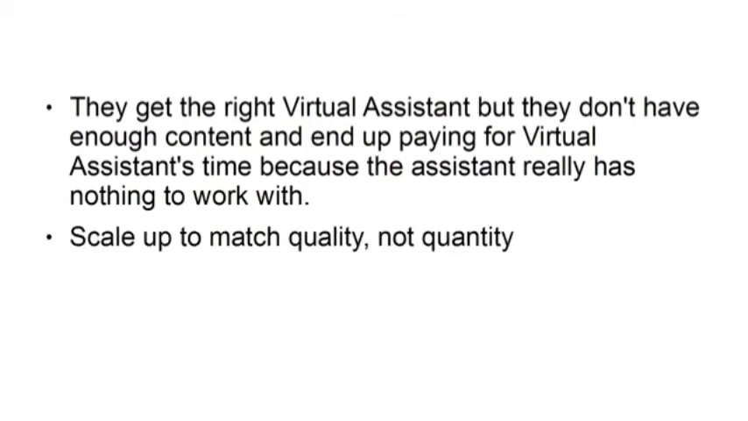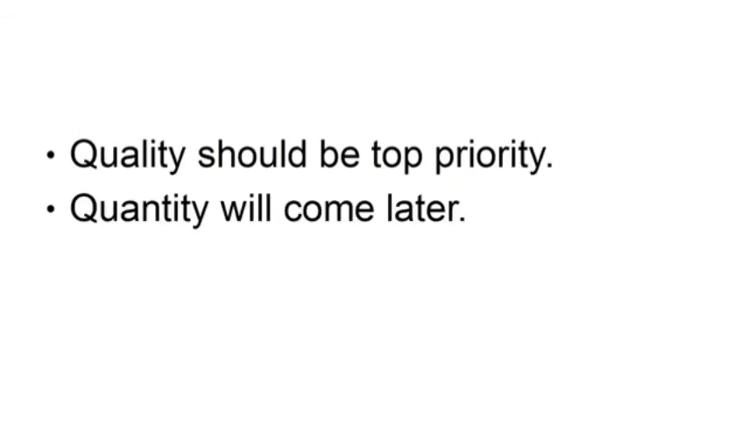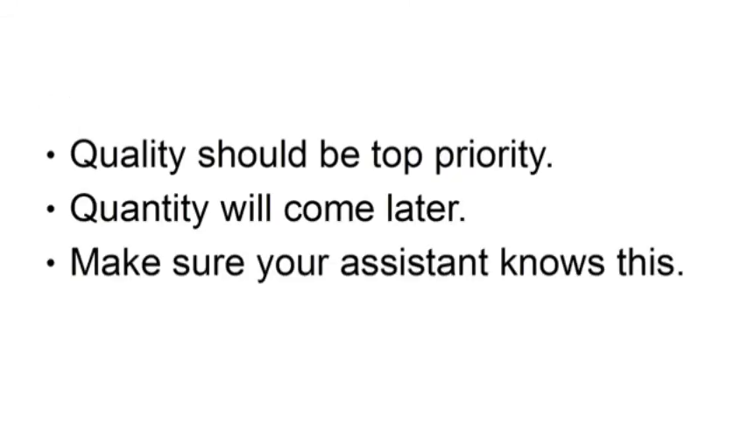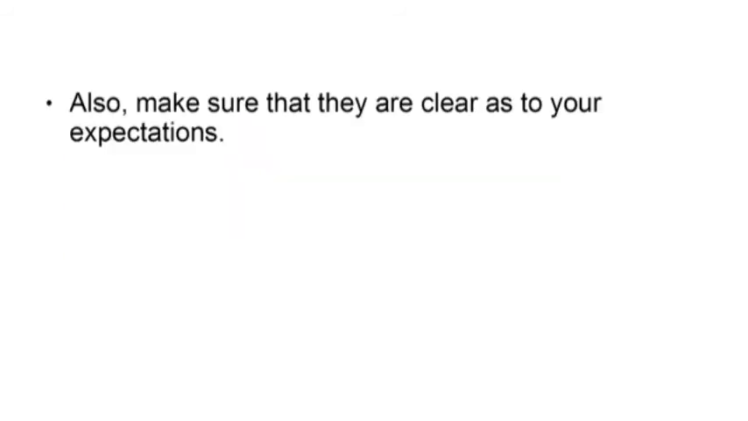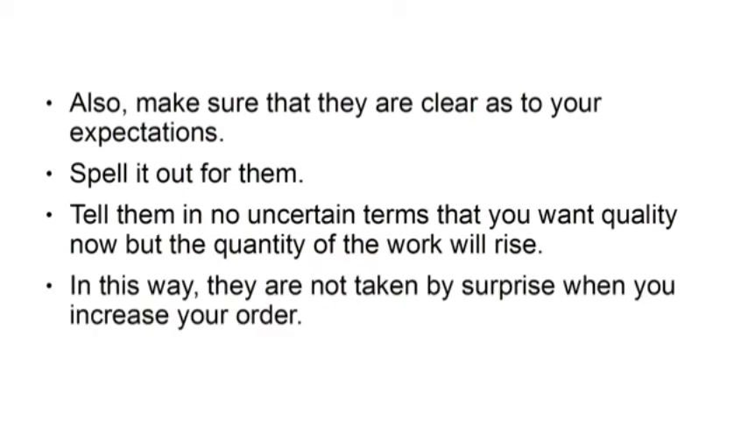Scale up to match quality, not quantity. Your overarching goal is to ensure your VA produces quality work. Quality should be top priority. Quantity will come later. Make sure your assistant knows this. Also, make sure they are clear as to your expectations. Spell it out for them. Tell them in no uncertain terms that you want quality now, but the quantity of work will rise. In this way, they are not taken by surprise when you increase your order.